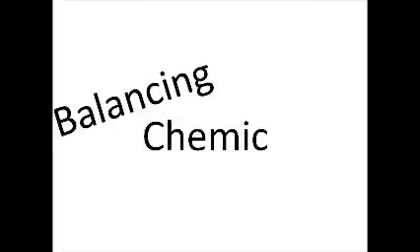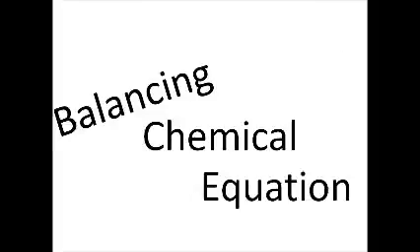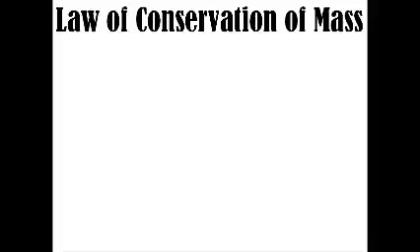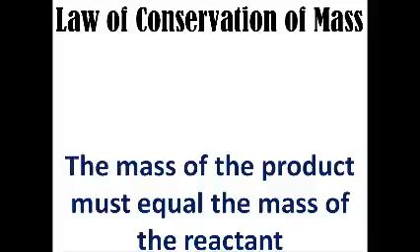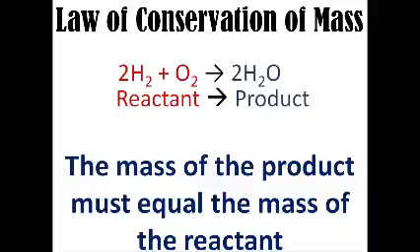Our focus today is going to be over balancing chemical equations. When it comes to balancing an equation, there's always one law that you must follow. That's the law of the conservation of mass, which states the mass of the product must equal the mass of the reactant. When you're looking at a chemical equation, what you're putting into the reaction is called the reactant. So it's the first set of elements. What you're getting out of it is called the product.